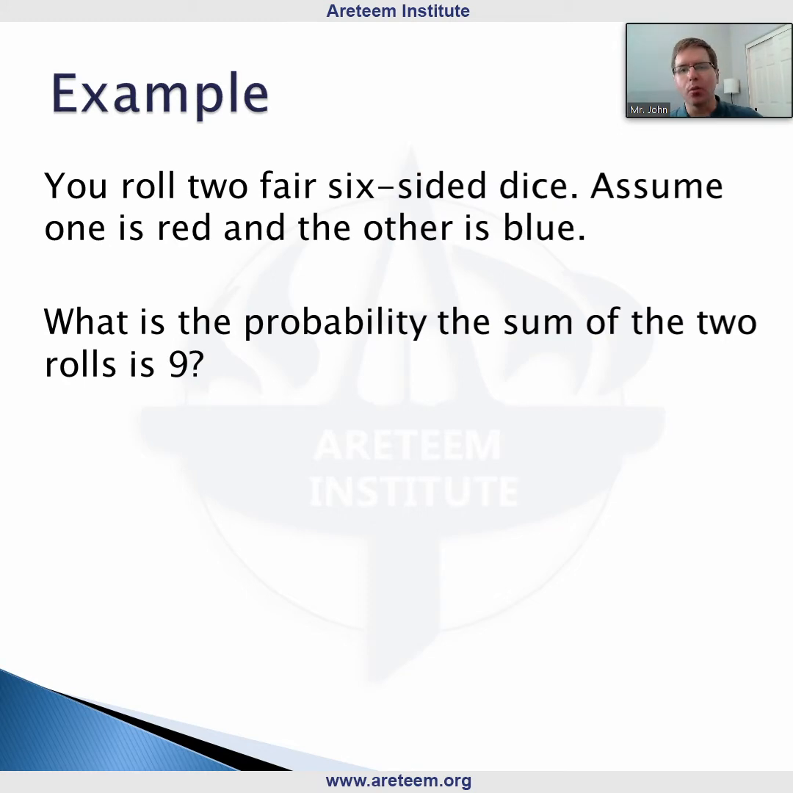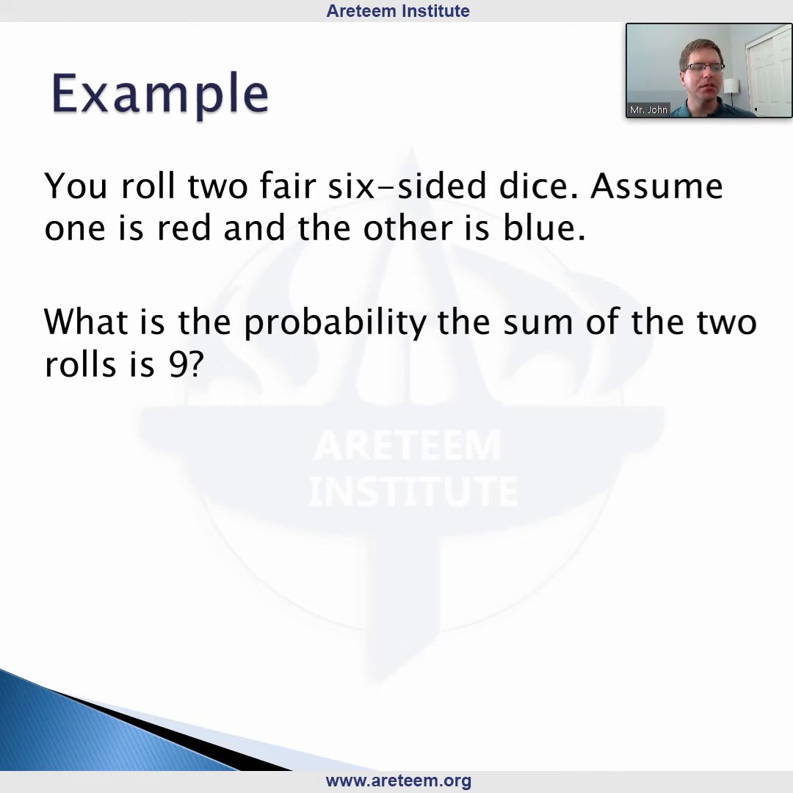Let's start with one example of this here. We're now going to do two dice. So we have two six-sided dice numbered 1 through 6. One of them is red, the other one is blue. So we want to think of this as two distinguishable dice. Of course, they're different dice. We're rolling both of them, and we want to calculate the probability from there.